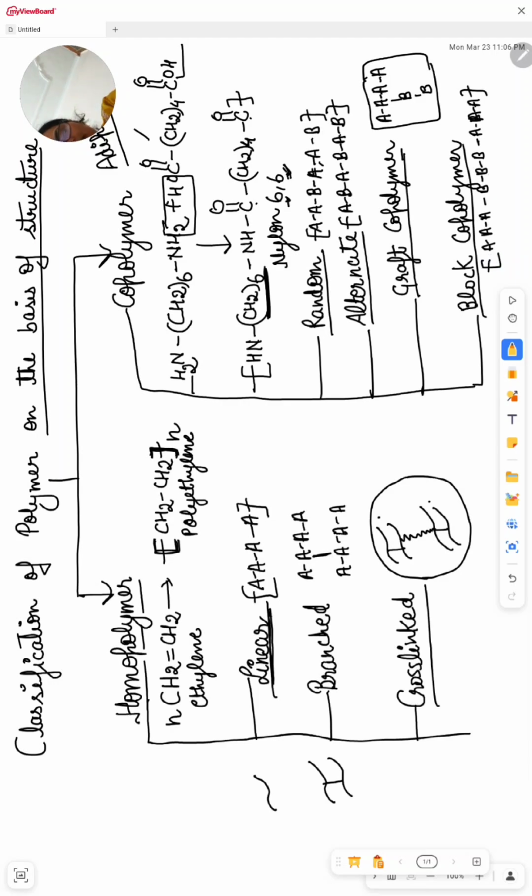What is the block copolymer? In it, the linear polymer has sequencing of blocks, and it is blocked again with A. So A, B and again blocked with A. So this is the block copolymer. So this is all about the classification of polymer on the basis of structure. Always remember, it is a very important topic for the classification. It is asked for 5 marks. So read carefully, learn carefully. Next video: classification of polymer on the basis of mode of synthesis.